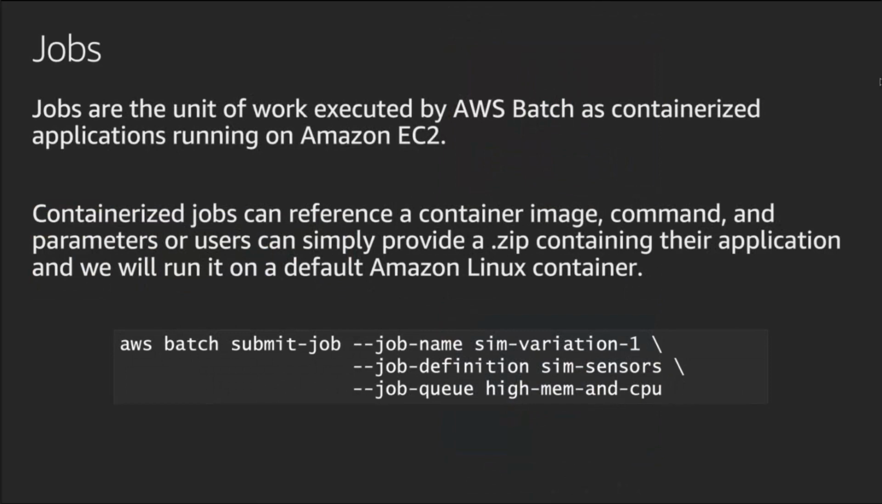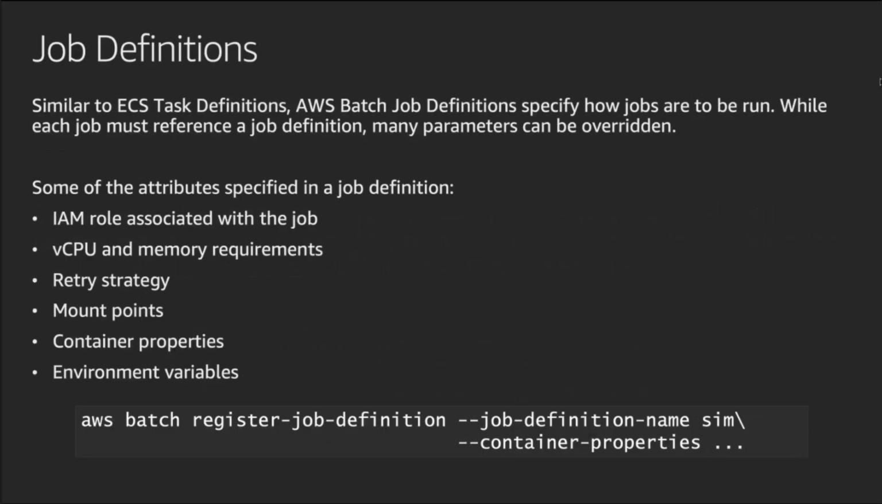So some concepts around Batch, we have jobs. Jobs are basically a unit of work that is executed by Batch via containerized applications that are then running on top of Amazon EC2 instances. These containerized jobs reference a container image. They have commands and parameters and potentially a zip file containing their application. And this can all be run on an Amazon Linux container by default. So it's very simple to submit a job, and that job goes into the job queue and then gets executed. Job definitions are similar to ECS task definitions if you're familiar with ECS.